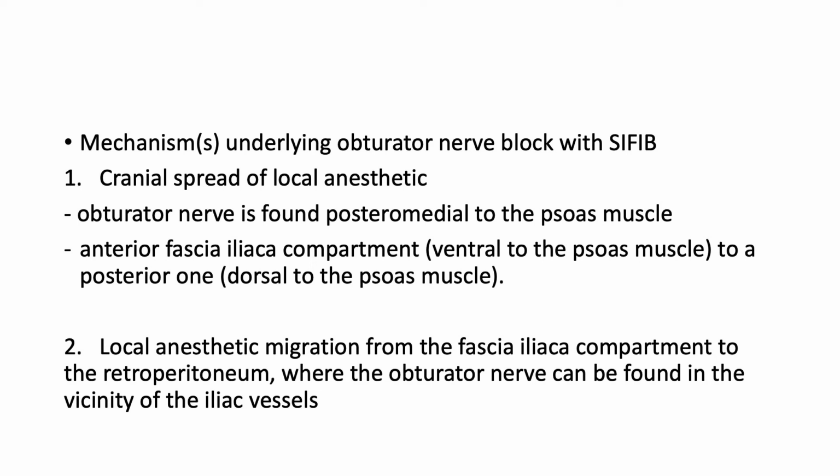So they postulate several mechanisms underlying obturator nerve block with suprainguinal fascia iliaca block. The first one could be due to cranial spread of the local anesthetic. The obturator nerve is found posterior medial to the psoas muscle, so the spread goes from the anterior fascia iliaca compartment, which is ventral to the psoas muscle, to a posterior one, which is dorsal to the psoas muscle. Another is local anesthetic migration from the fascia iliaca compartment to the retroperitoneum, where the obturator nerve can be found near the iliac vessels.